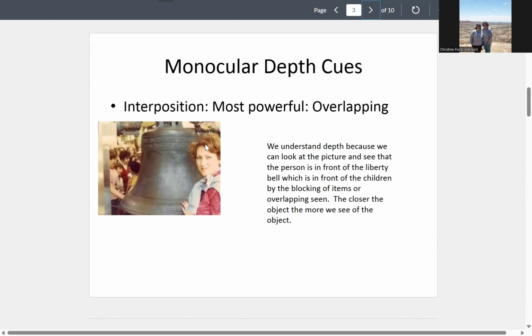So in this picture, you see this woman is closer to us than the Liberty Bell because the Liberty Bell is being partially blocked by the person. And then the children in the background are behind the Liberty Bell because they are being partially blocked by the Liberty Bell.